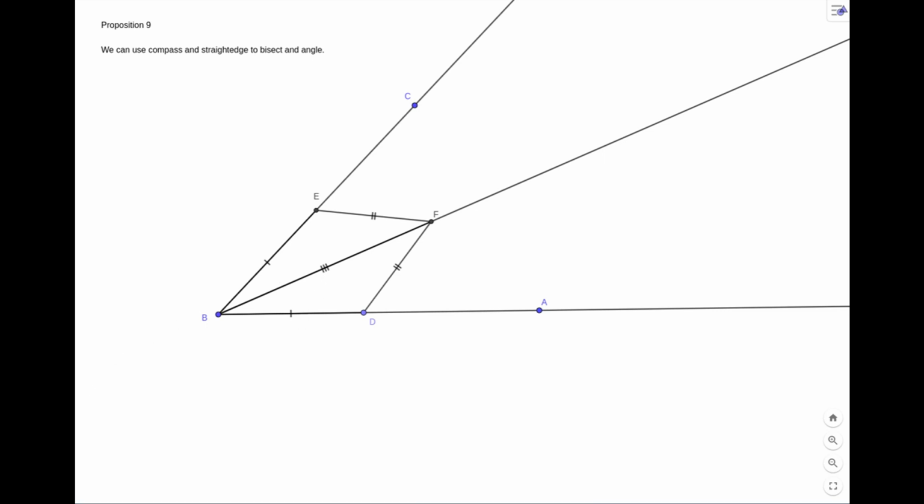Hence, our angle FBE is going to be congruent to our angle DBF. And that was exactly what we wished to demonstrate.